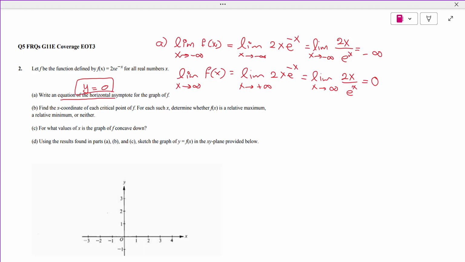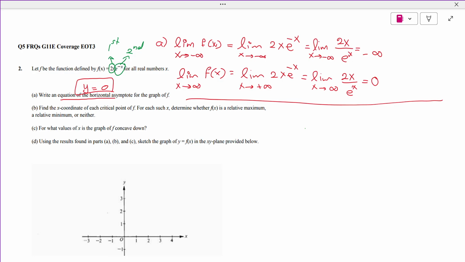This is part A. For part B, it says find the x coordinate of each critical point of f and then classify it as relative maximum, minimum, or neither. So to do so, you must find the derivative of the function. So if you look at f of x, you have 2x, we will call it first, and e to the power of minus x, we will call it second.